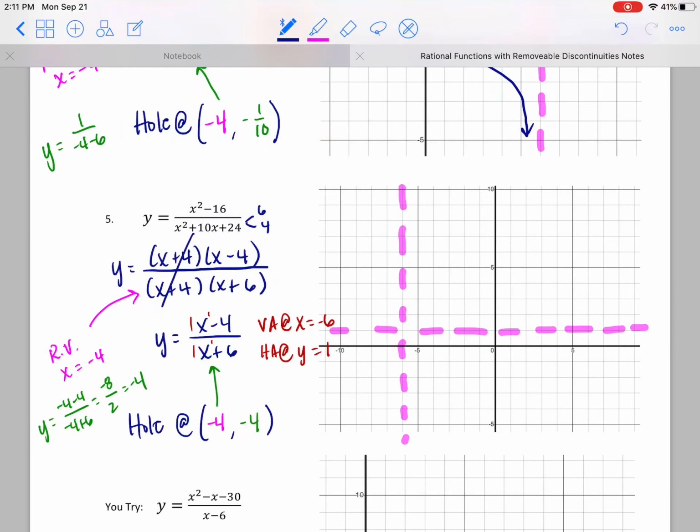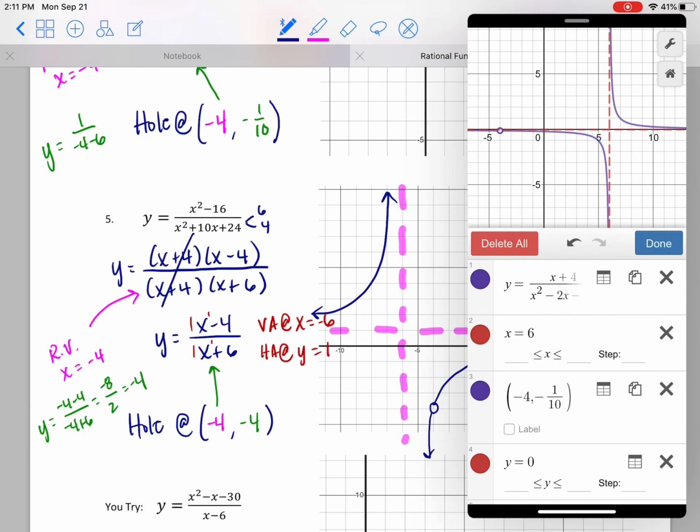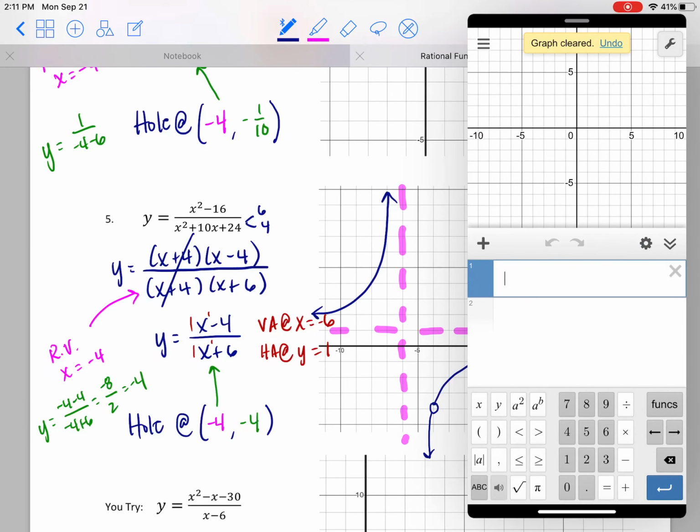So -4 is going to be here, which tells me I'm going to have a branch on this side of the graph. And most likely the other branch is going to be in this corner. But let's just verify. And let me get rid of all this.